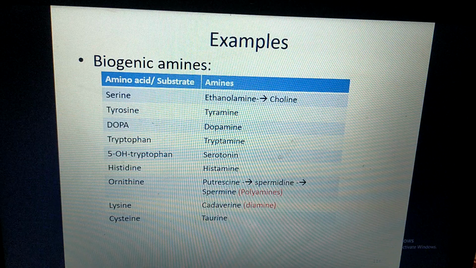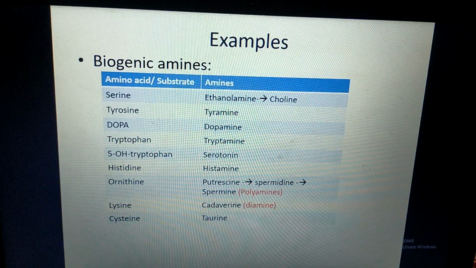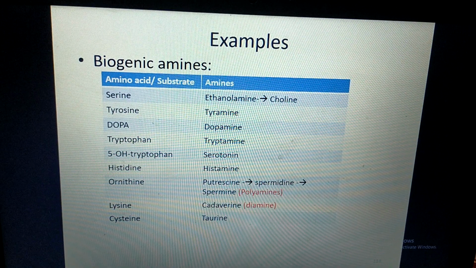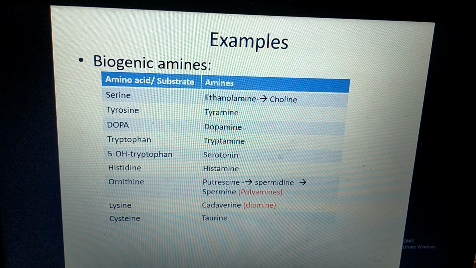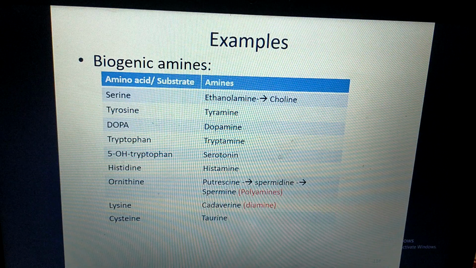Lysine has two amino groups, therefore on decarboxylation it forms the diamine cadaverine. Cysteine on decarboxylation forms taurine. So this is about the fate of the carbon skeleton and decarboxylation reactions.